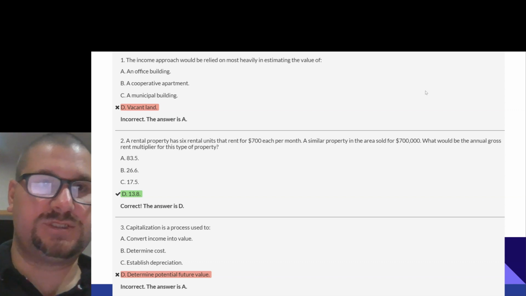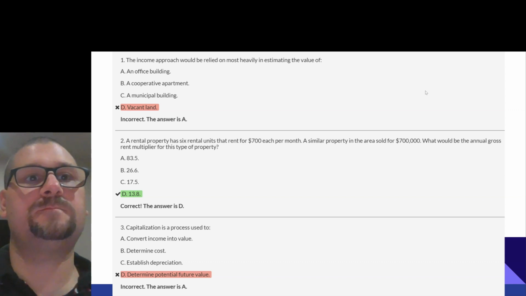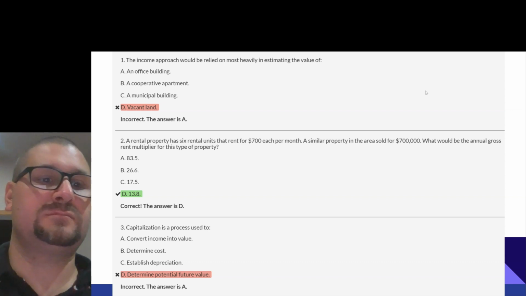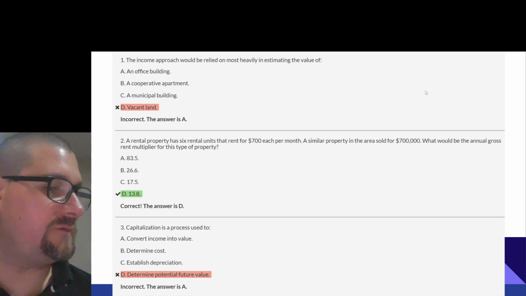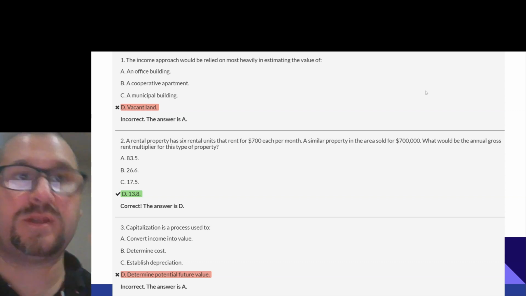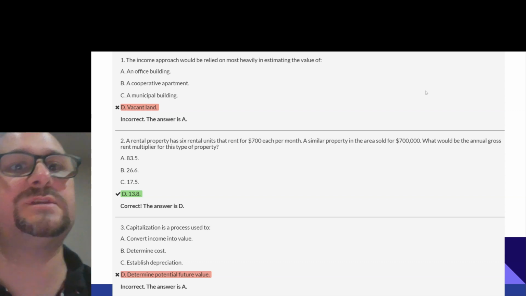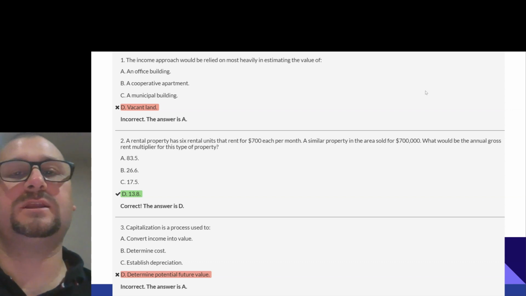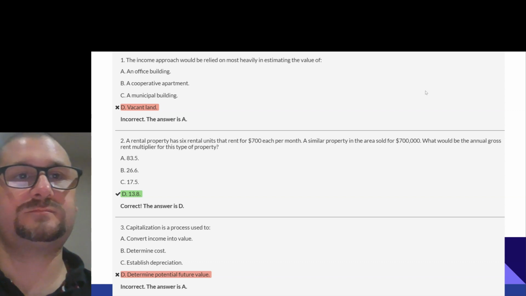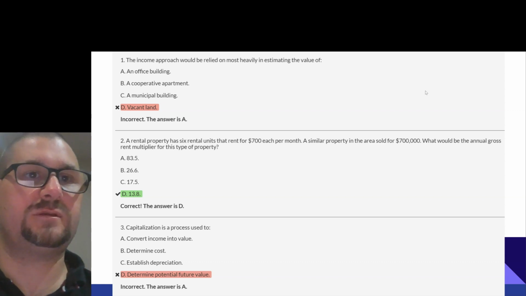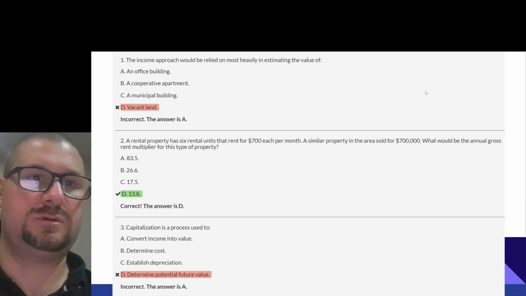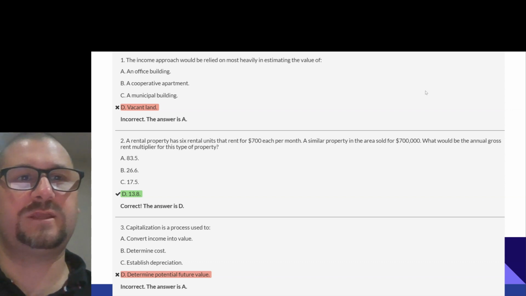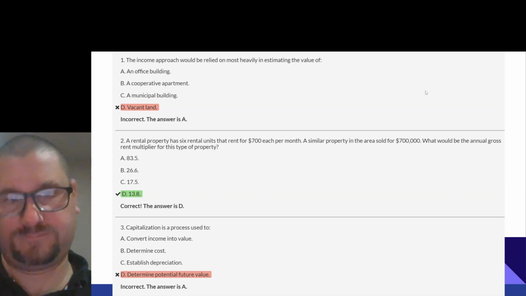Typically an office building generates a lot of income, or the purpose is to generate income. So in an office building, you're going to use an income approach. That's what's used most heavily in estimating the value. A cooperative apartment, no. Municipal building, no. Vacant land, no.